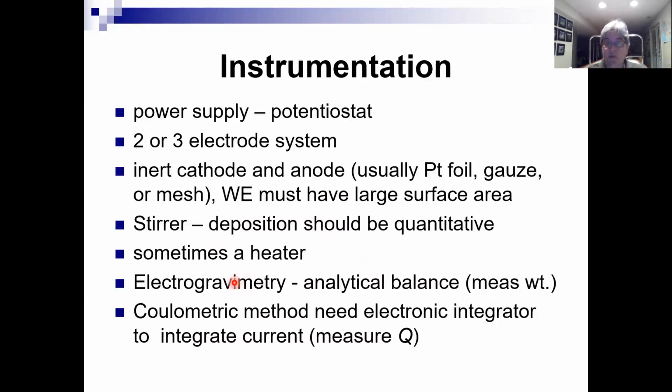Okay, the instrument, you need a power supply. You're going to either have 2 or 3 electrodes. So if you need to control the potential, you'll have 3. If you don't, you'll have 2. So your electrodes are going to be an inert material, usually platinum. And the working electrode needs to have a very large surface area. You want lots of places for the metal to deposit on this electrode. You're going to need to stir it, sometimes heat it. And if you're doing electrogravimetry, you're going to need a balance to weigh your product. If you're doing coulometry, you use the same things, but then you need something to measure the charge to integrate the charge.